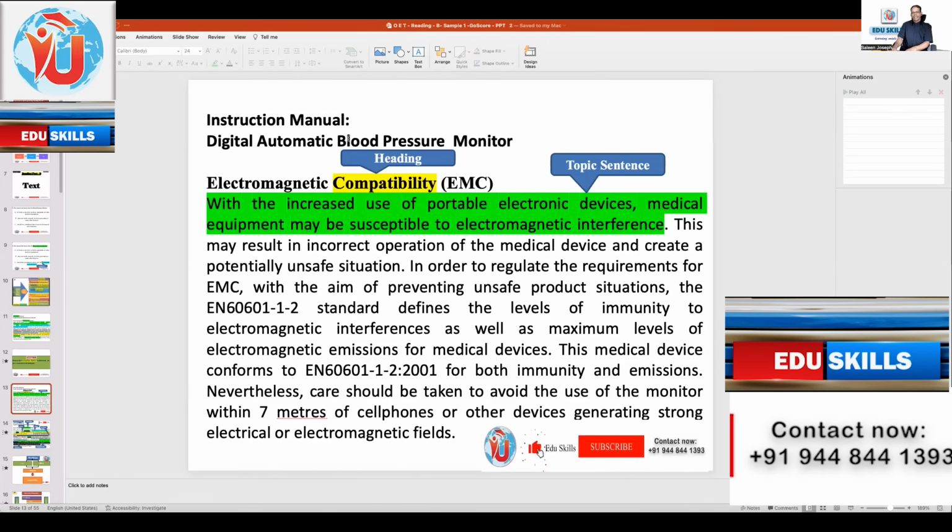Now, the heading is compatibility. The main issue in this text is compatibility of the medical device with other electronic devices. That's very important, because the topic sentence says with the increased use of portable electronic devices. That doesn't mean medical devices, right? Patients will be coming with telephones, cell phones, and other things, which is stressed here. Care should be taken within 7 meters of cell phones or other devices. Other devices need not be medical equipment. So this is the topic sentence giving the main idea of the paragraph.